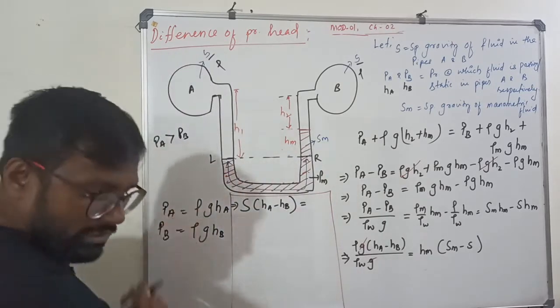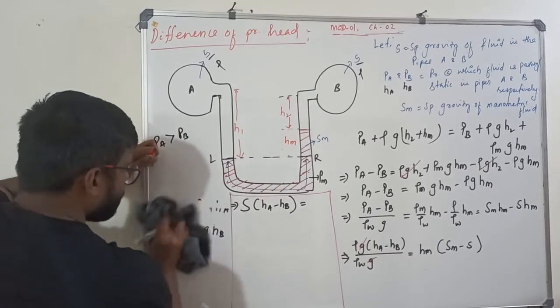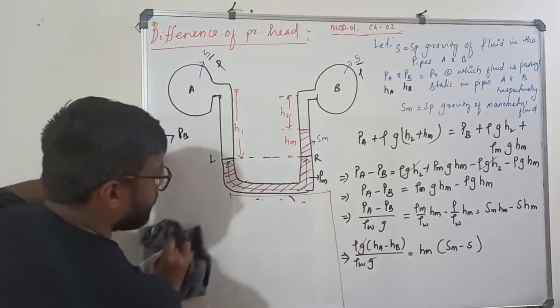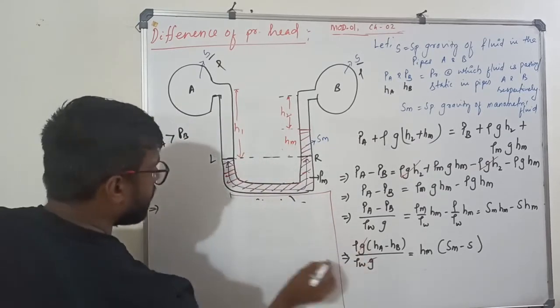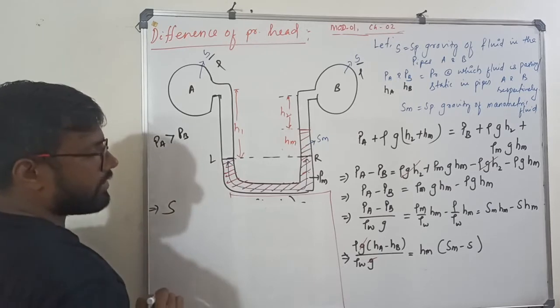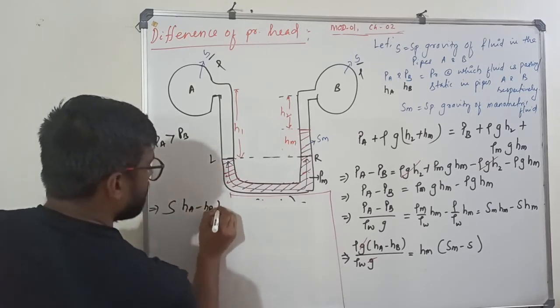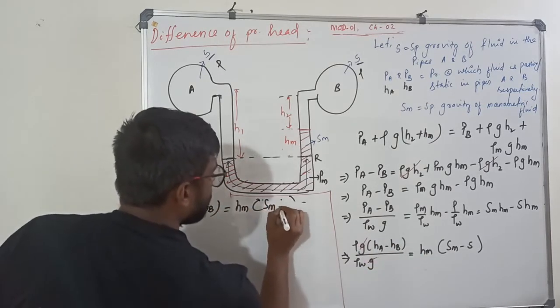Okay, this portion I am erasing. Understood? So I need a little bigger space. Okay. So this implies what you got? Rho by rho W is S. Density of matter by density of water is the specific gravity. All into HA minus HB is equal to what I got? HM into SM minus S.